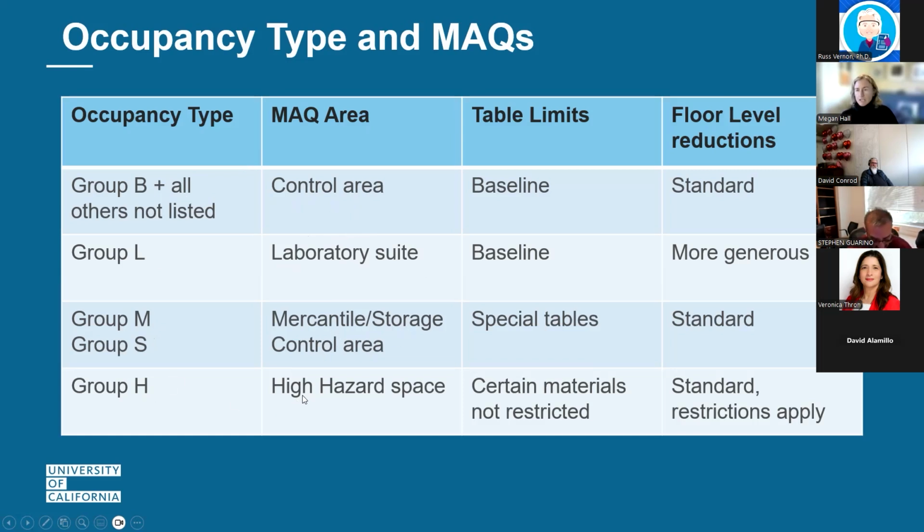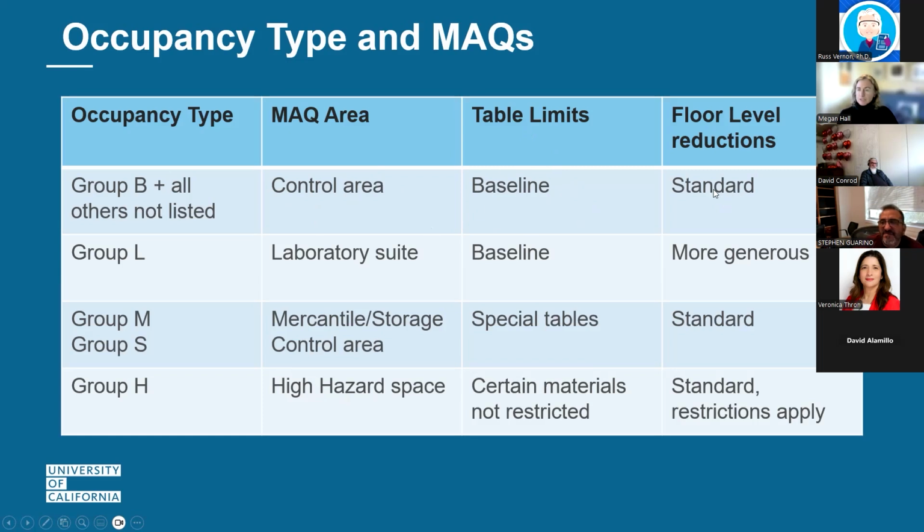It's either called a high hazard space, a group H occupancy, sometimes a flammable liquid storage room or a storage warehouse. It can have different names, but it is not a control area. And it usually references the group H occupancy or high hazard space. All right, so what about our MAQ table limits? So I'm going to walk through some examples, but the baseline MAQ table that everyone's familiar with, I'll show that in a minute, is what you apply to a control area or group B occupancy.